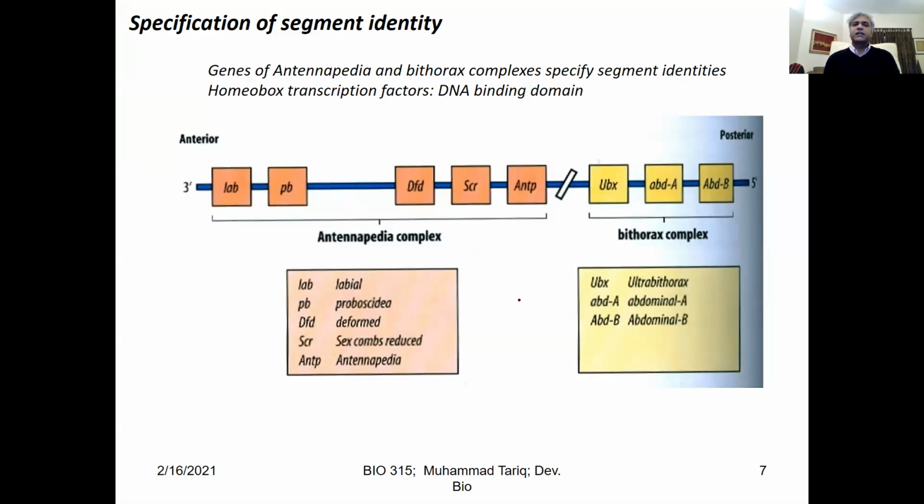There are two clusters of genes in fruit flies. And these two clusters of genes are, one is referred to as the Antennapedia complex. The other is called the bithorax complex. This is on chromosome 3 in fruit flies.